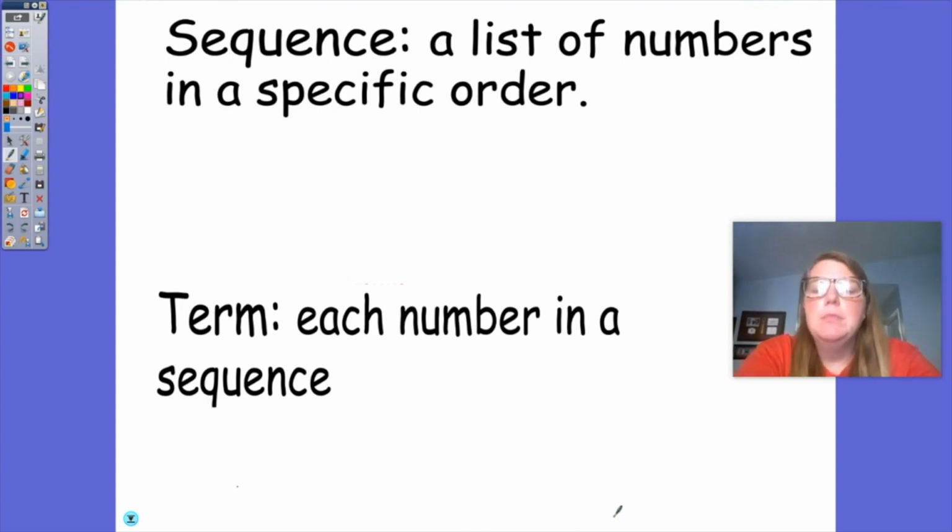And another vocab term I wanted to introduce you to is term, and that's referring to each number in the sequence. So if I say the third term, that would be the third number in the sequence, or the fourth term, that would be the fourth number in the sequence. So just keep that in mind while we're looking at these sequences.